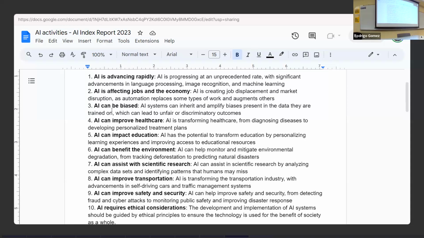So what did we take away from that conversation? Well, AI is advancing rapidly. Great, we've talked about that. AI is affecting jobs in the economy. We know that now. I mean, it's very clear cut. AI can be biased. Yep, just like other technologies can be as well, right? You're inputting and it's producing output. So what do you put in? That's what it can see.